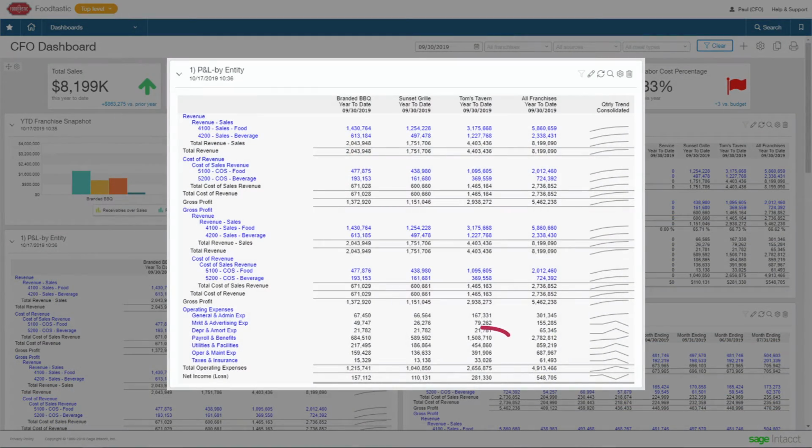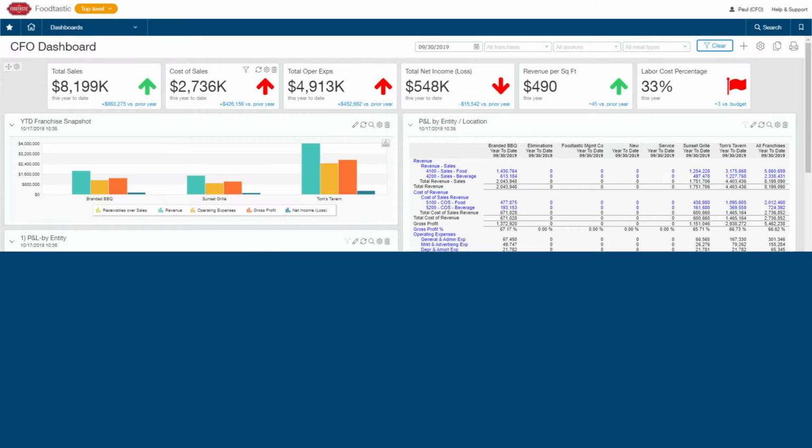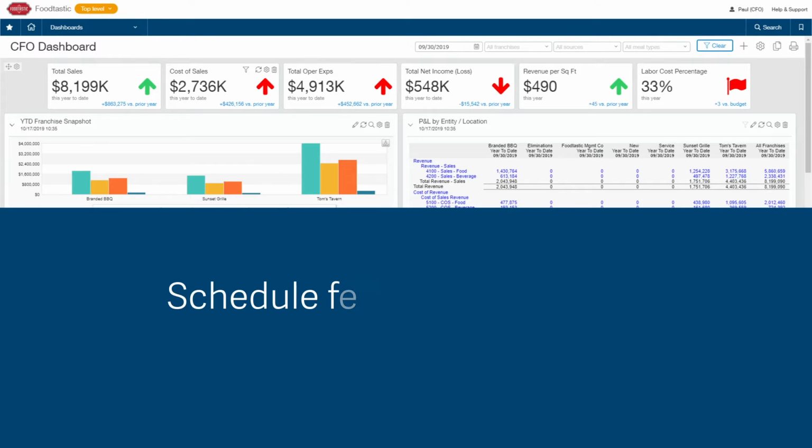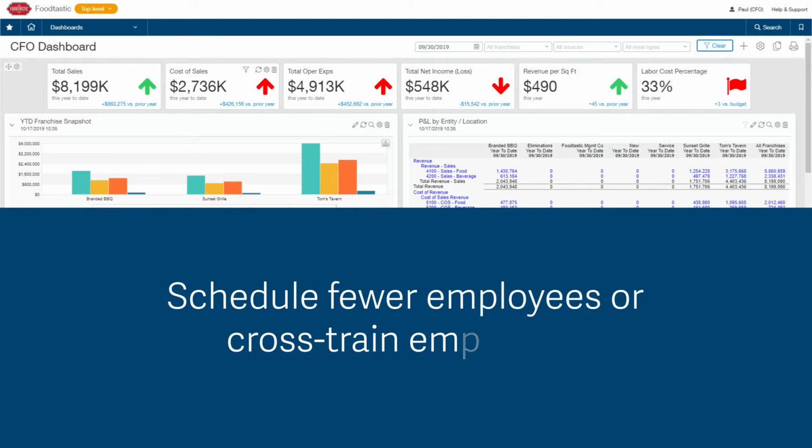Tom's Tavern is showing high labor costs compared to the revenue it's bringing in, so we know where to focus our attention. After observations, decisions are made to schedule fewer employees or to cross-train employees so a few can cover multiple stations during slower times of the day.